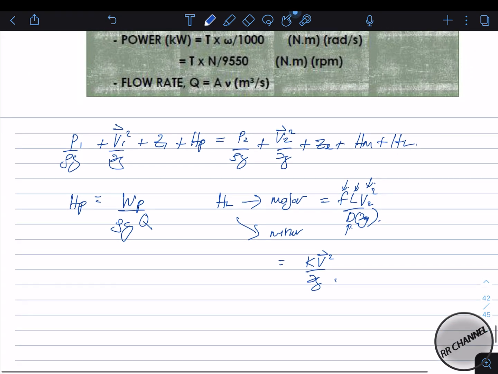But in this class, basically, we're not focusing on how to get HL and how to get the HM here, alright? So we are focusing on how to apply the equation. Maybe we will ask you during the fluid mechanics class, but this is fluid power. We just want you to apply what we have learned during the fluid mechanics class into the fluid power application.